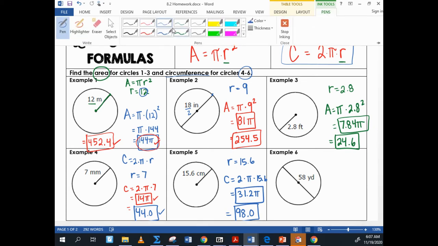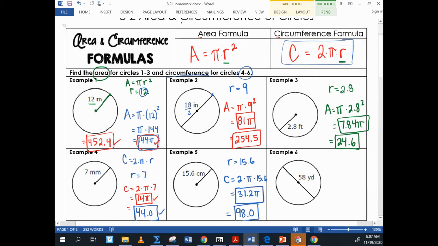All right, let's look at this last example on circumference. Again, you need your radius to find the circumference. This time, notice that the segment that they've drawn here, that's 58 yards, that's your diameter. So you're going to need to do a little bit of math. Basically, you just need to divide it by 2 to find that radius. So 58 divided by 2 gives us 29. That is my radius. And then when I go to plug this back in, my circumference is equal to 2 times pi times my radius.